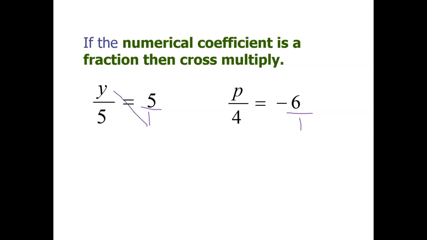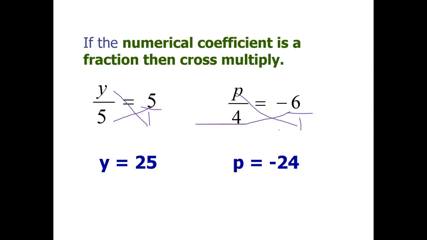So the cross multiplying will be 1 times y is y, and 5 times 5 is 25. Same thing, 1 times p is p. And 4 times negative 6 is negative 24. So we are cross multiplying the right side and the left side. And that's an easier way to get the letter isolated. Let's try a few more.